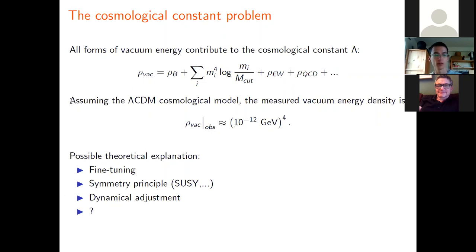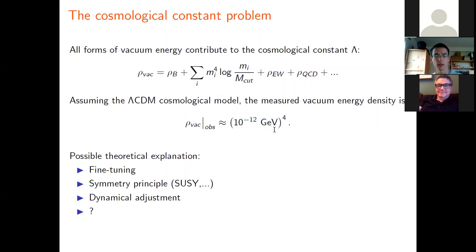And we can also, in the context of the lambda CDM model of cosmology, use the direct relation between vacuum energy and the Hubble expansion rate at late time. We can infer the energy scale of vacuum energy from observations of the Hubble expansion rate. And it's given in particle physics units by this energy scale, 10 to the minus 12 giga electron volt.